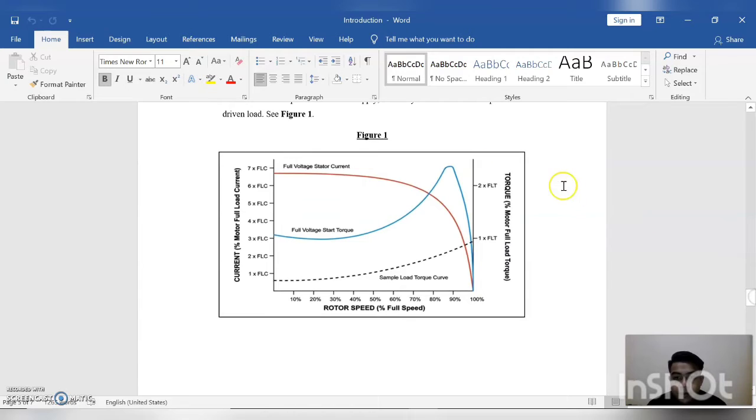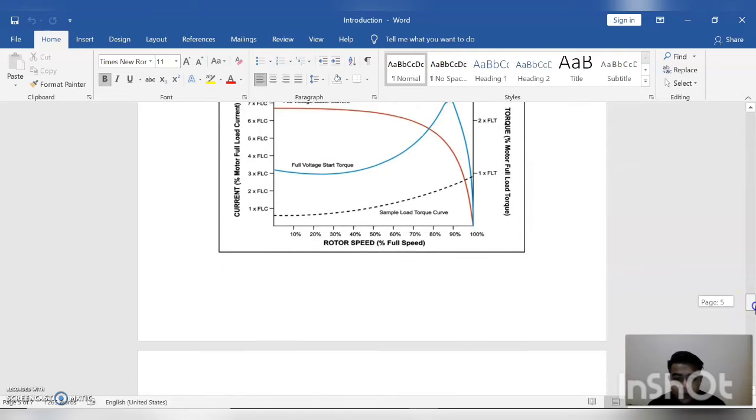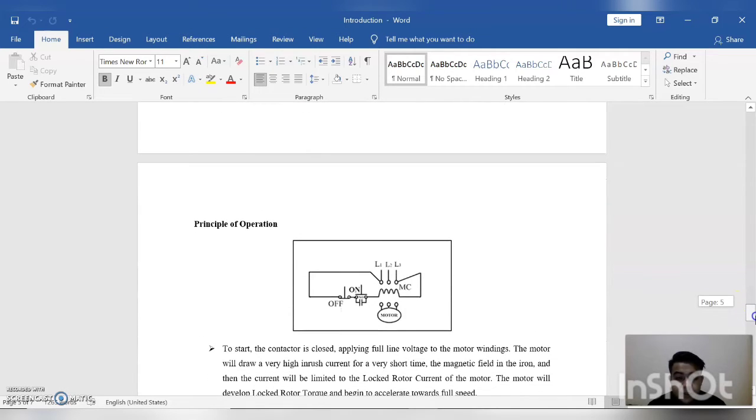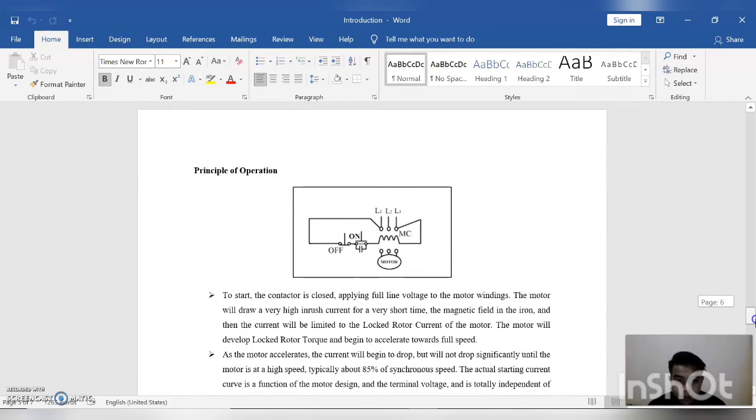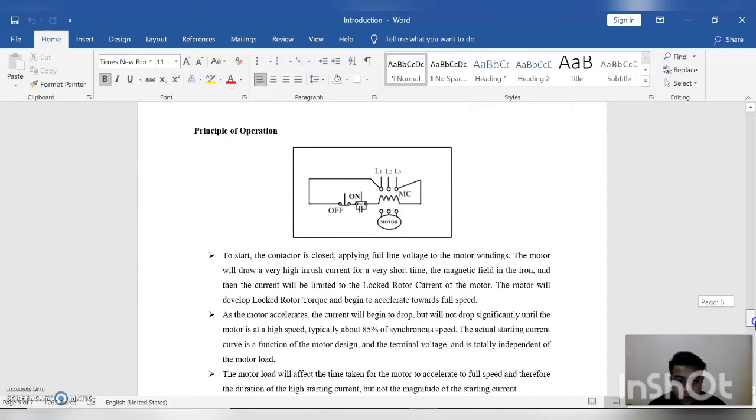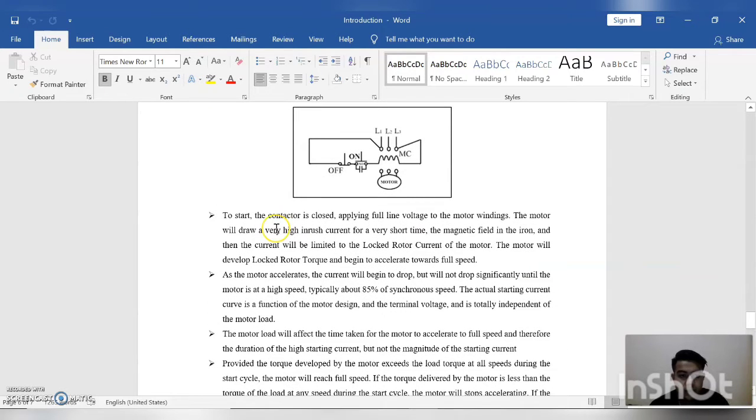So this is the graph about the starting torque, starting current, and the HP power range. I will go next to the principle of operation.